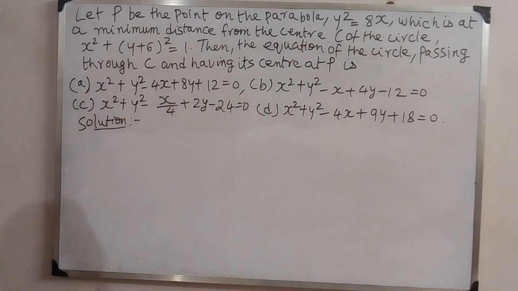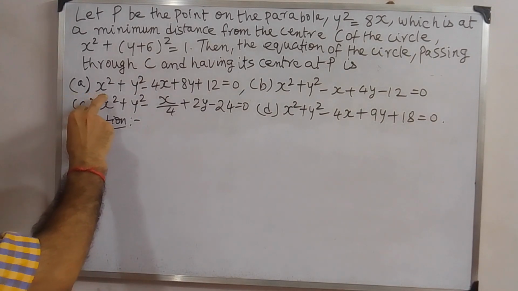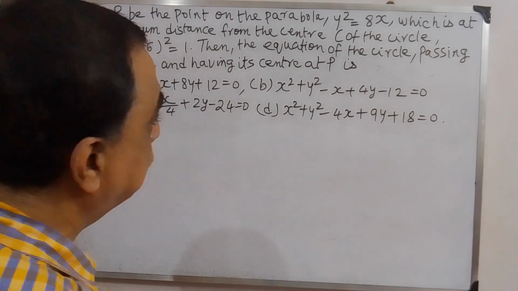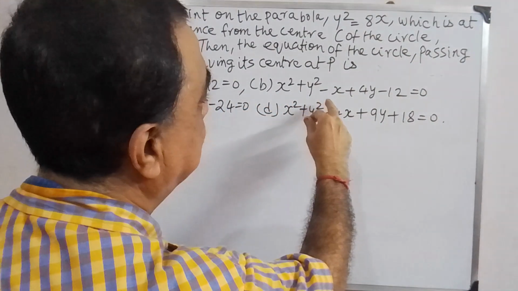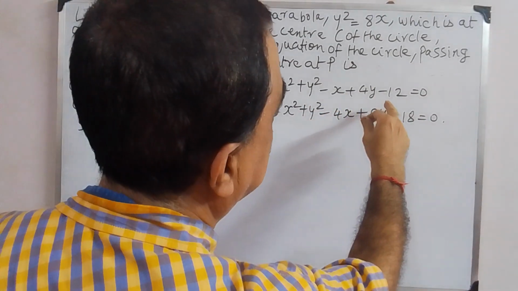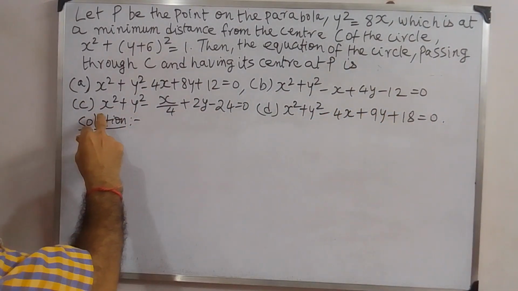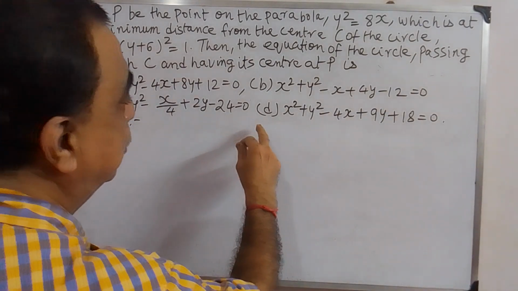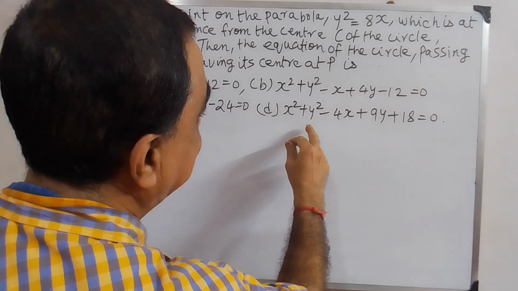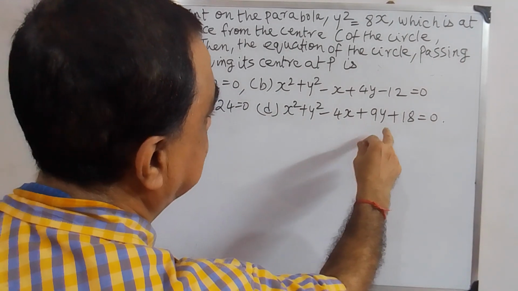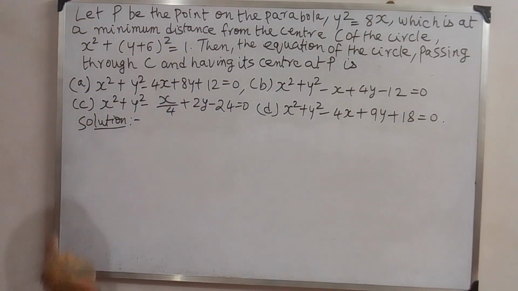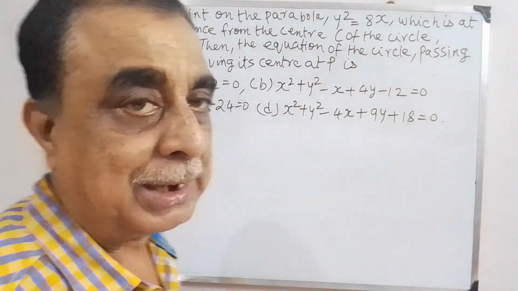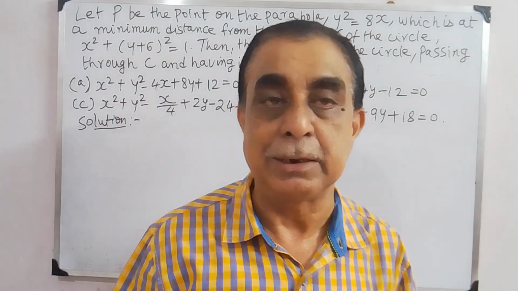There are four options given to this question. A, x squared plus y squared minus 4x plus 8y plus 12 equals 0. B, x squared plus y squared minus x plus 4y minus 12 equals 0. C, x squared plus y squared minus x by 4 plus 2y minus 24 equals 0. And D, x squared plus y squared minus 4x plus 9y plus 18 equals 0. Out of these four options, only one option is correct and we have to find that correct option for the given question.